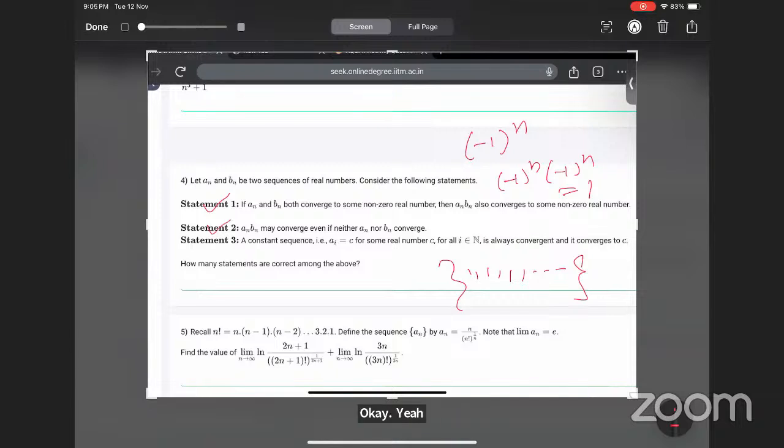Yes, ma'am. So what about the third statement? A constant sequence is always convergent and converges to the constant. It is also true, right? That we all know. So all the statements are basically true here.